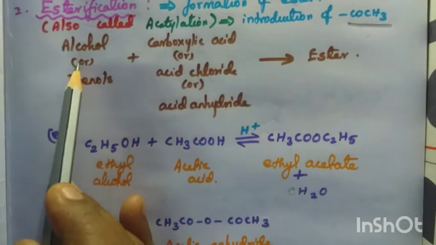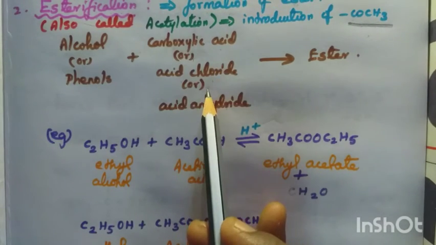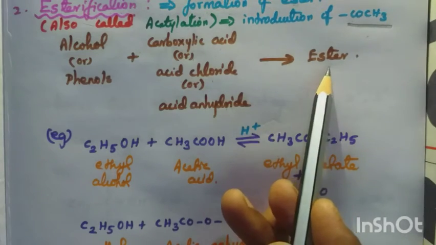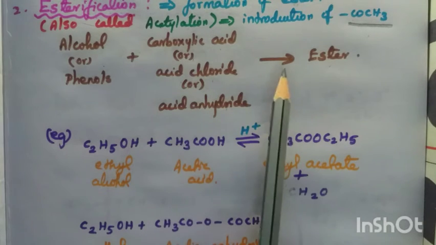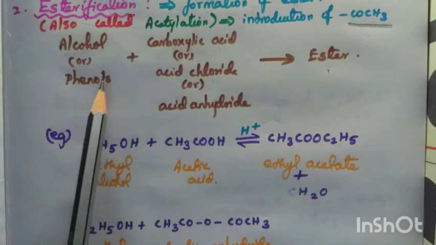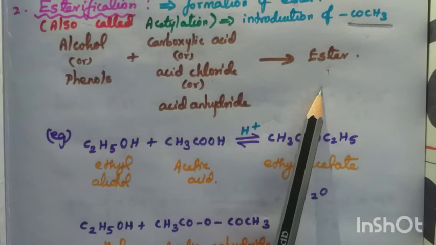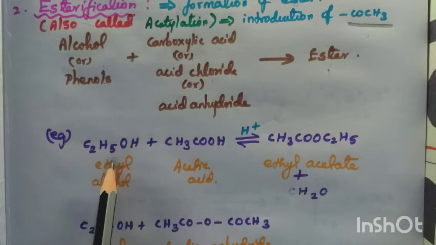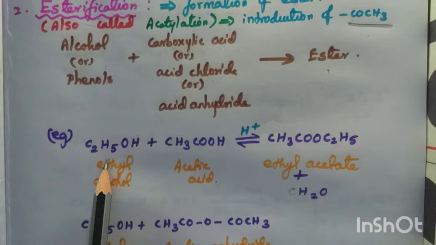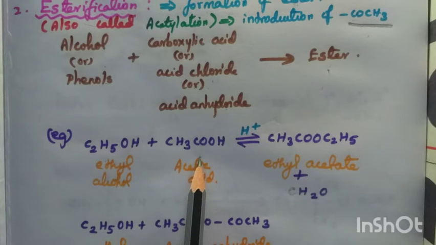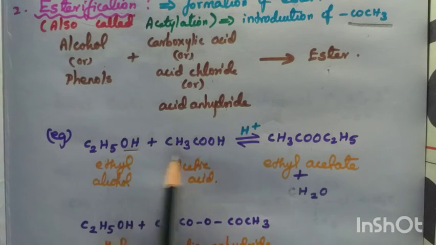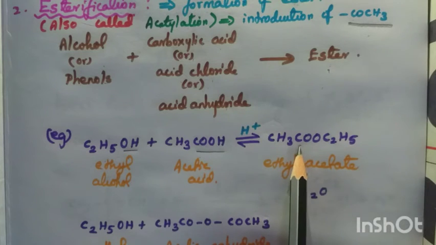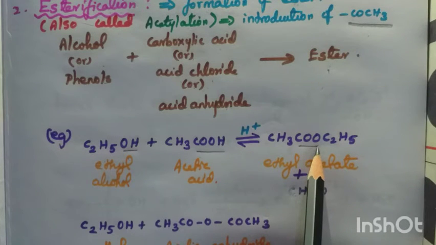Any alcohol that reacts with an acid or acid derivative has a tendency to form an ester. An example is ethyl alcohol. Ethyl alcohol reacts with acetic acid and gives an ester. Ester is nothing but the COO group.